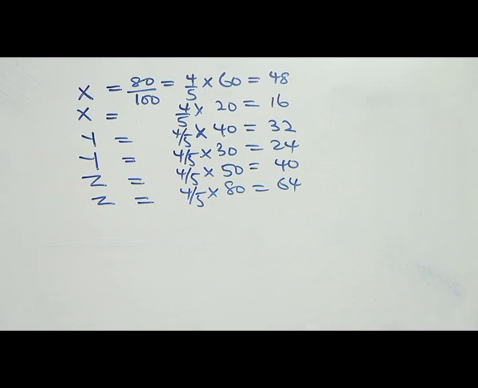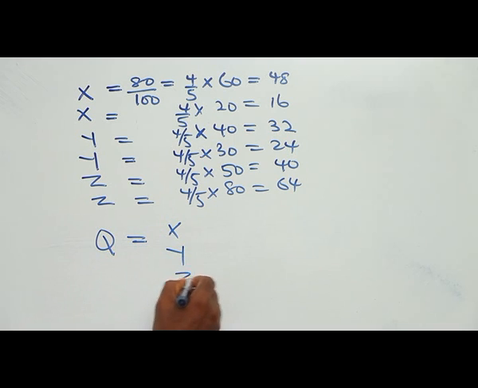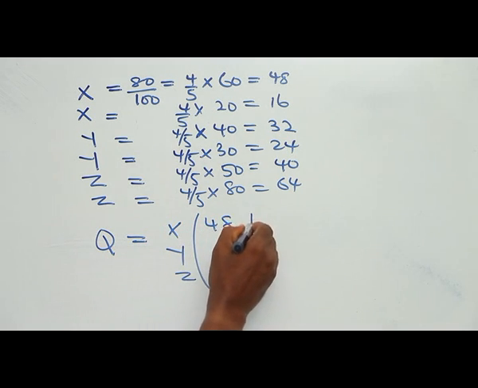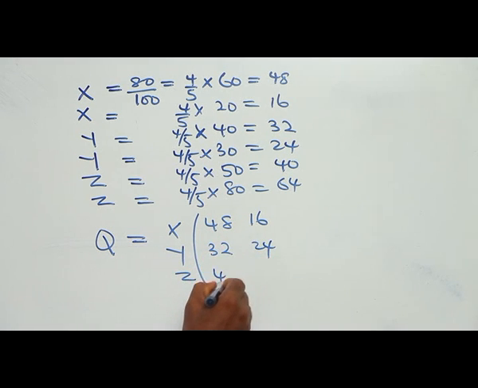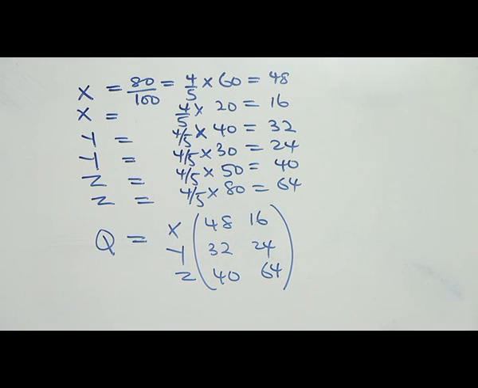You will recall that we are talking about reduction. Therefore, Q is equal to S, Y, Z, and then this becomes 48, 16, 32, 24, 40, 54. And we have solved the problem required of you.